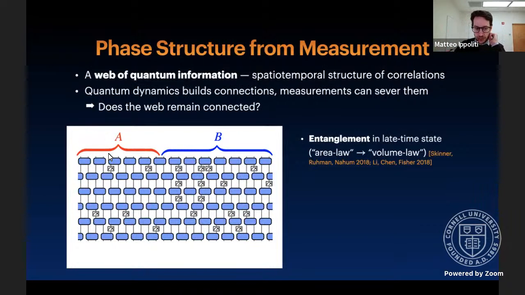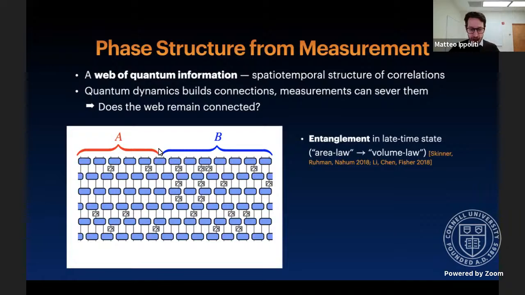And this manifests if you look at correlations between different types of subsystems. So for example, if we ask about entanglement between subsystems A and B in the final state, so I'm thinking of time as going from the bottom to the top. So the surface here at the end, that is my final state. So if I take this entanglement entropy, I get the behavior that I was mentioning earlier, with this transition from a so-called area law for entanglement, where the entropy density goes to 0, to a volume law.